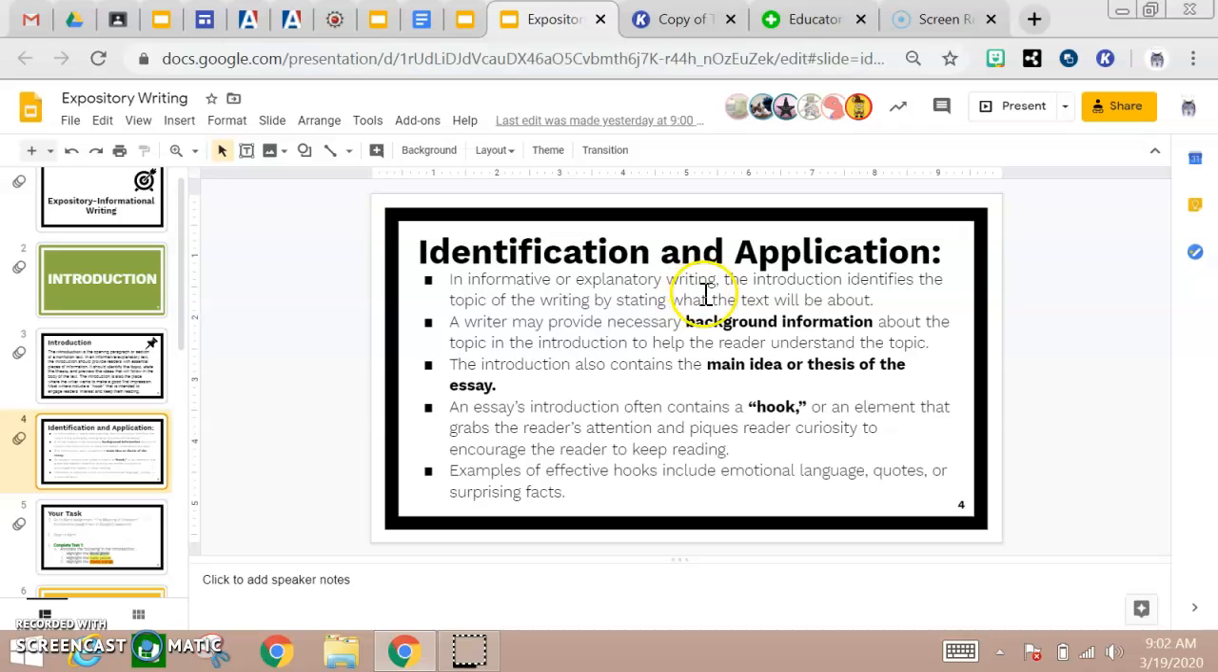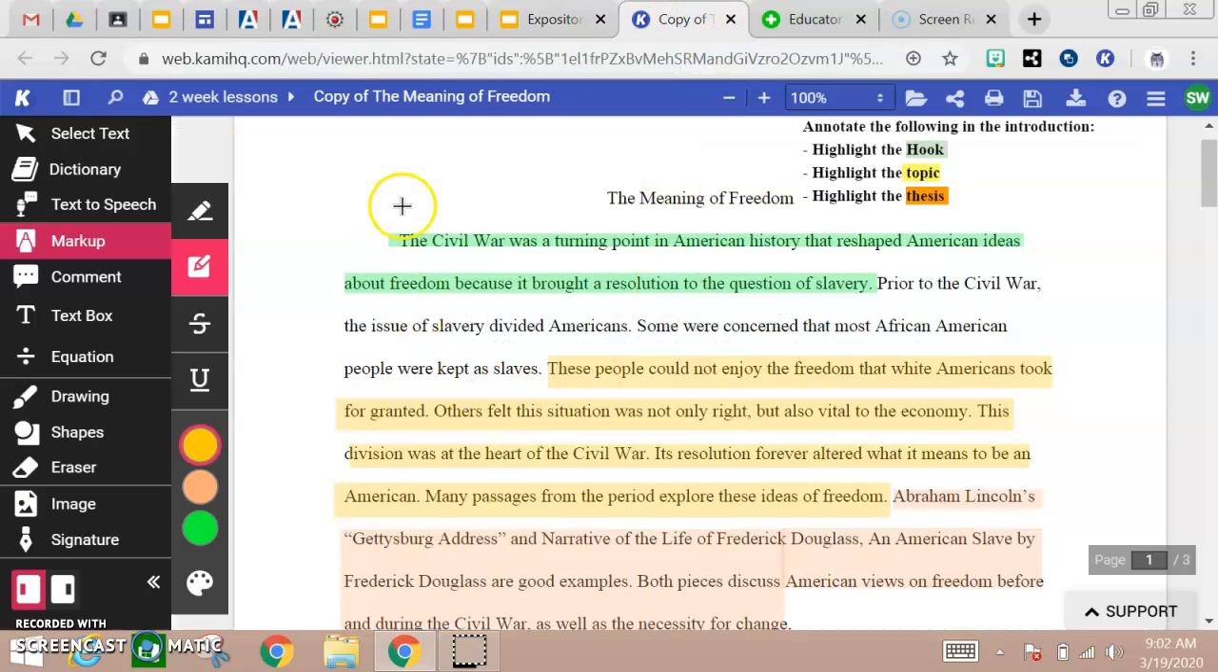Now, you can't just put a hook, like a question, which we don't do, or a quote, and not explain it. So you can see this is talking about the Civil War, which is a turning point in American history that reshaped Americans' ideas about freedom because it brought a resolution to the question of slavery. To me, this resolution to the question of slavery, how did they resolve slavery? That makes me curious, so I keep wanting to read. So I highlighted this as the hook.